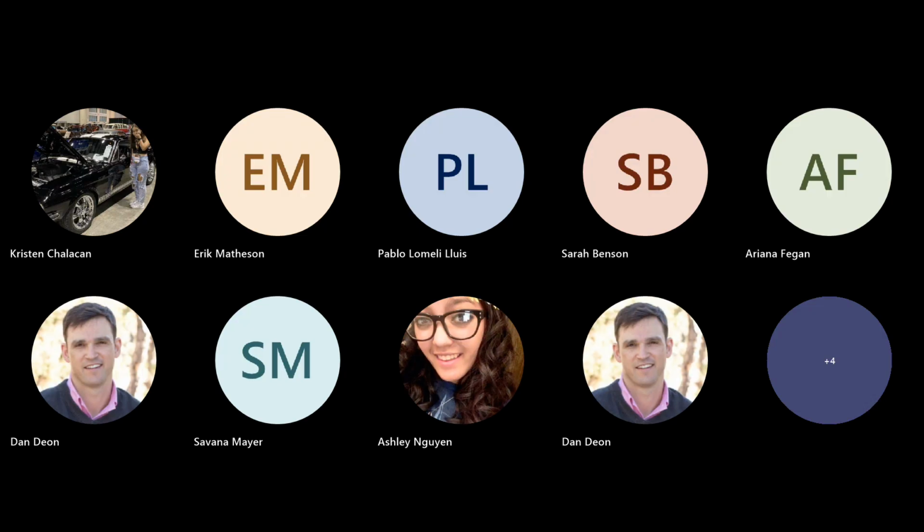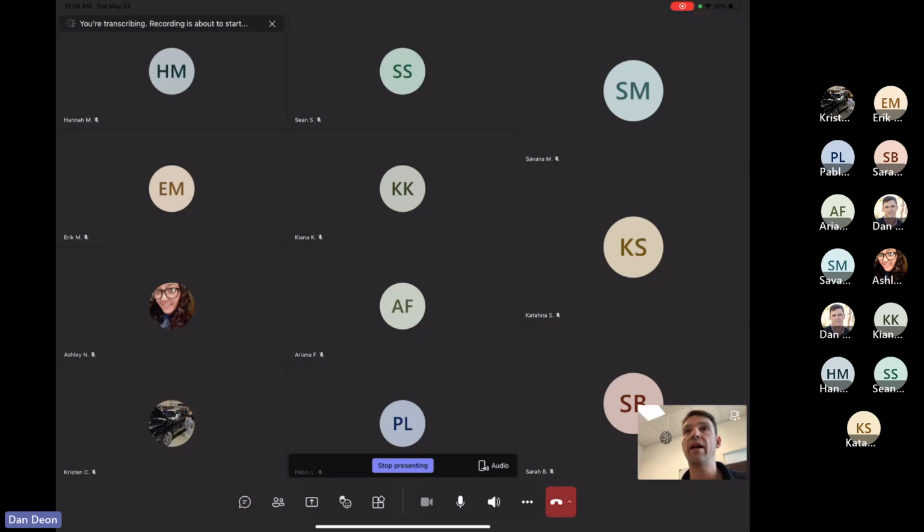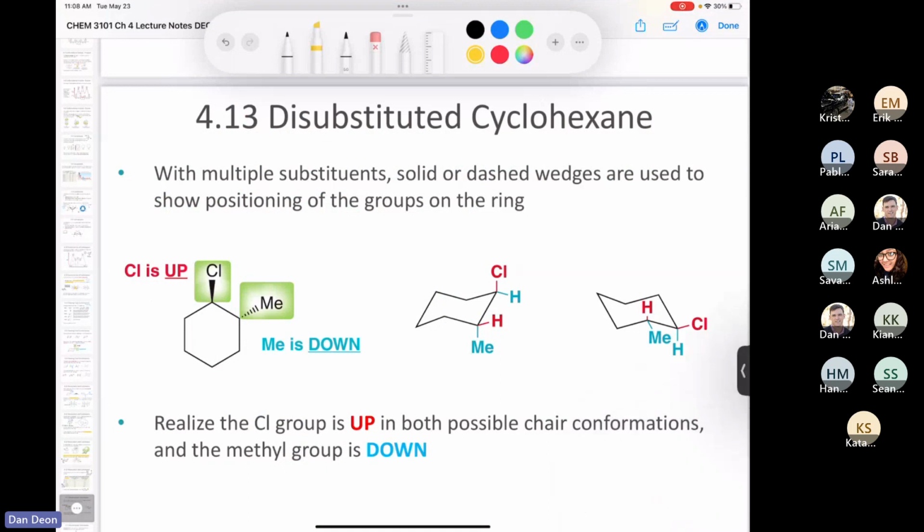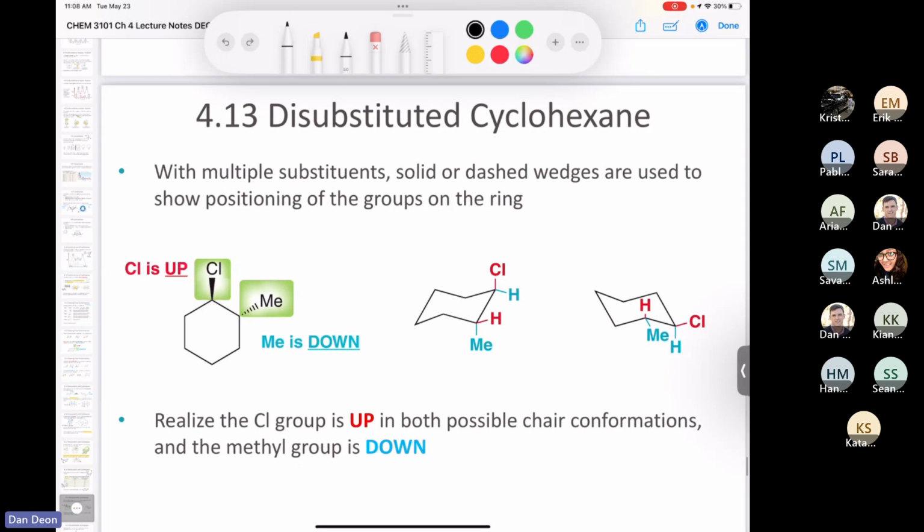Okay, so we're going to talk about axial and equatorial a little bit more. And you remember from the last section that if we have something that's pointing up, and we demonstrate with a wedge, right? So this is what we call a wedge when it's shaded in, it's pointing up. If we have a dashed line like this, we call that a dash, and it's going down.